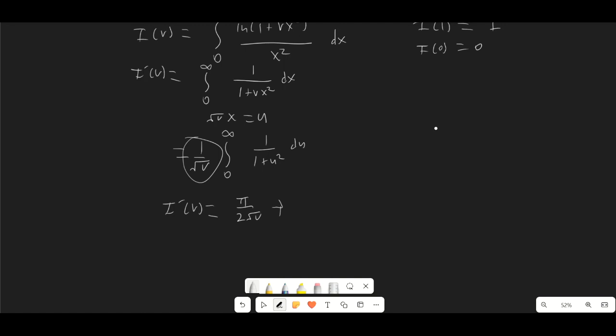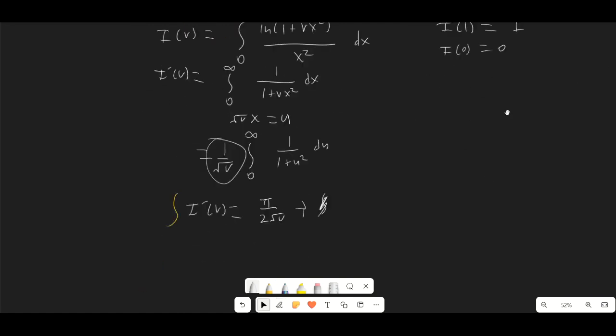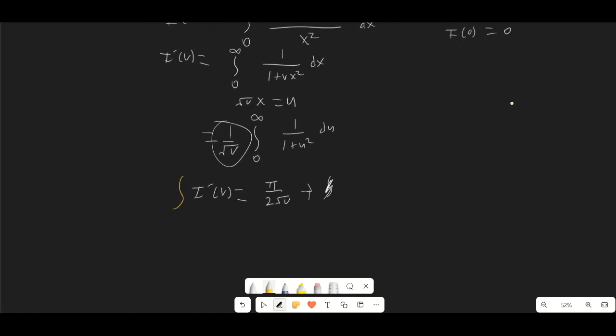which means that now we're going to integrate both sides from, as you can see here, we have this I of 1 and I of 0, so we're just going to integrate from 0 to 1 here, 0 to 1 dv. So we end up with I of 1 minus I of 0, which is just I, equals pi over 2 times the integral from 0 to 1 of v to the negative 1 half dv, which equals pi. And that should be the answer right there.